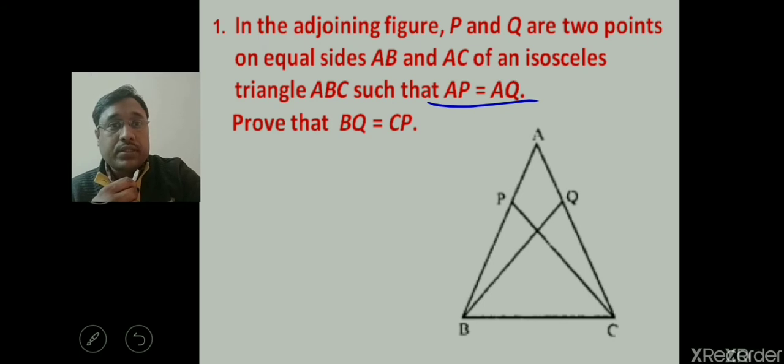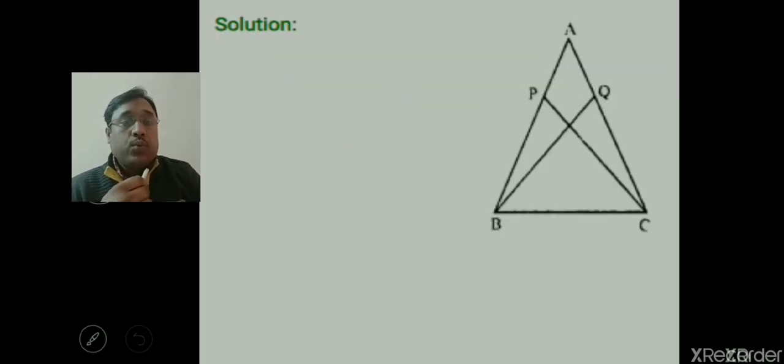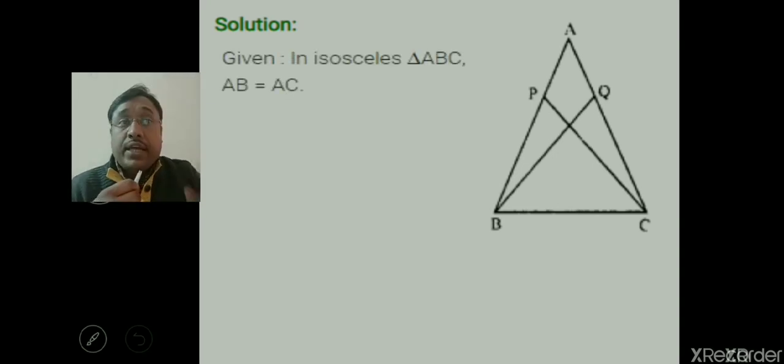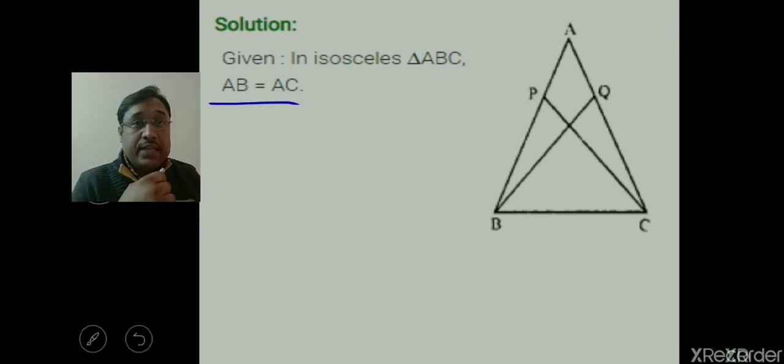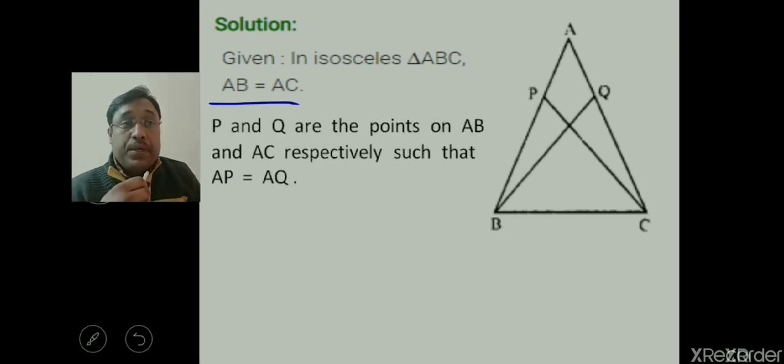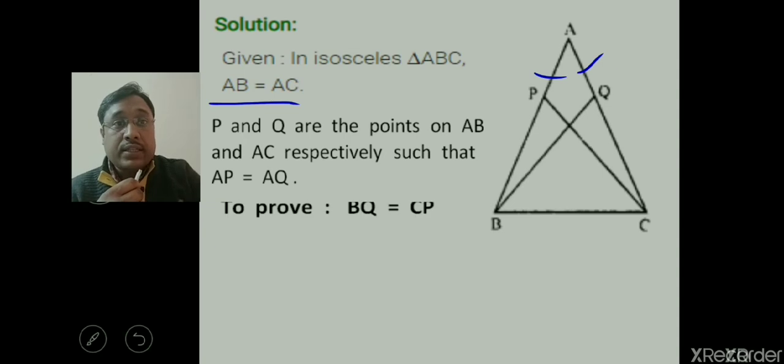Now you will start solving that. First, I have given the figure over here in the solution. Given an isosceles triangle ABC, these two sides AB and AC are equal, and next given that P and Q are points on the equal sides AB and AC respectively, such that AP and AQ are also equal. So you have to prove that BQ equals CP. That is the question part that I have first written.